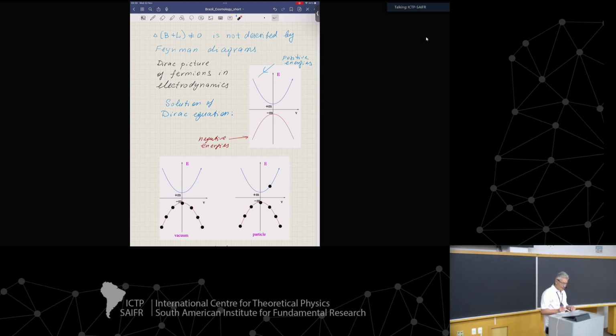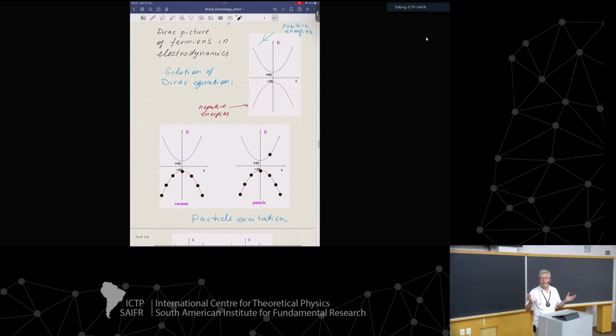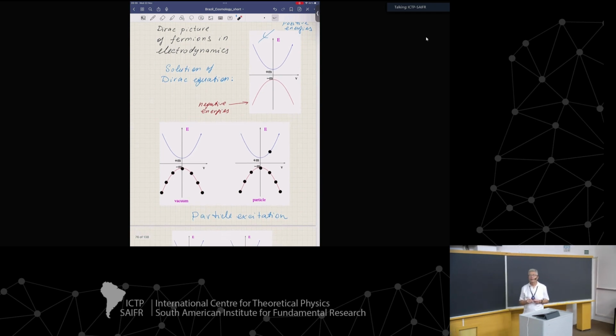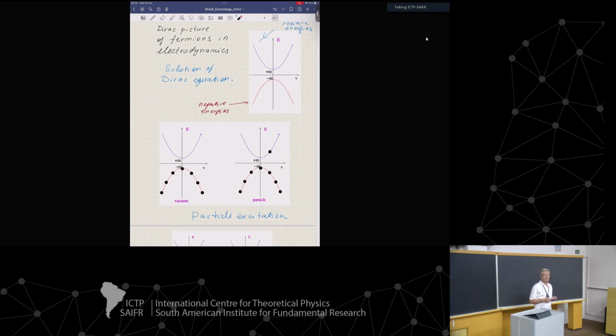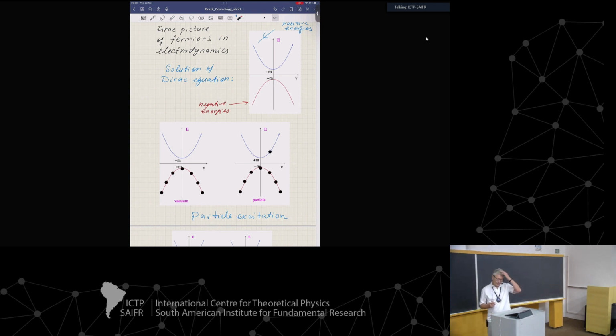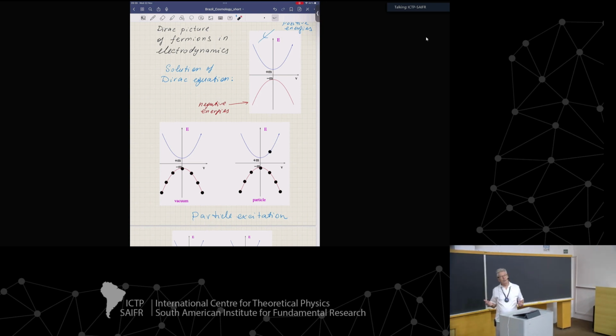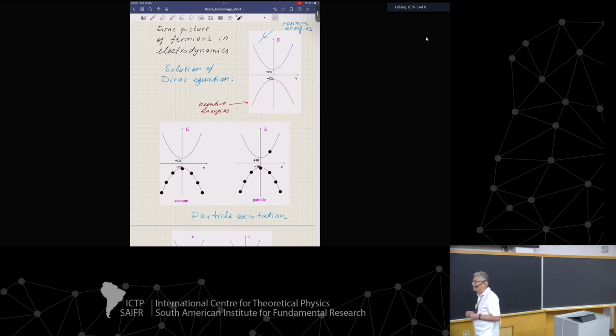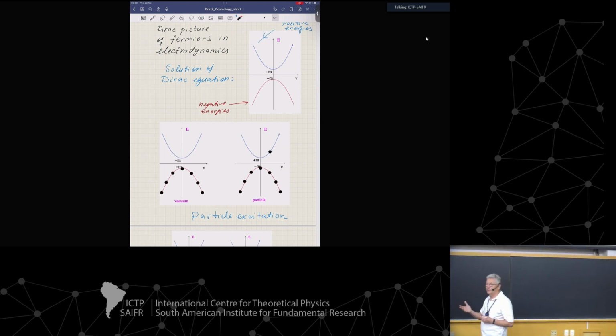To save the situation, Dirac invented a picture which is called the Dirac vacuum. And this picture, from a contemporary point of view, is very misleading, because if you try to apply this picture to bosons, you will get nonsense.